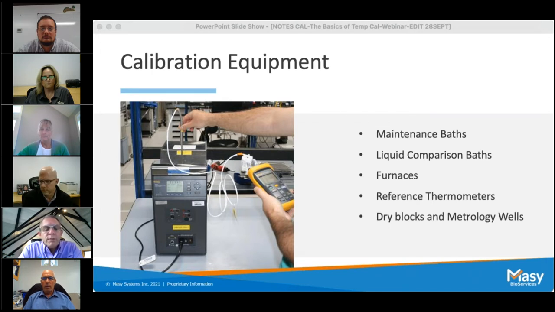Then you have the stirred liquid baths, and they're commonly used for calibrating sensors within a range of, say, minus 80 degrees C using alcohol, all the way up to 420 degrees C with a salt solution. And then the other alternatives are dry block and furnace calibrators, which cover from either minus 90 degrees C all the way up to 2300 degrees C.